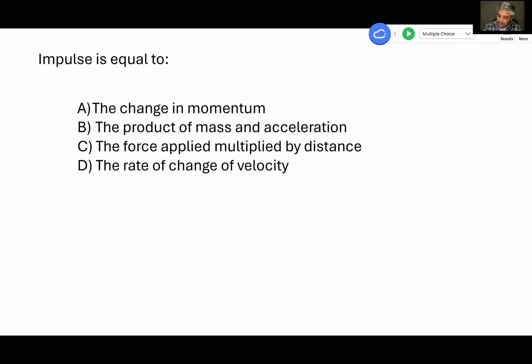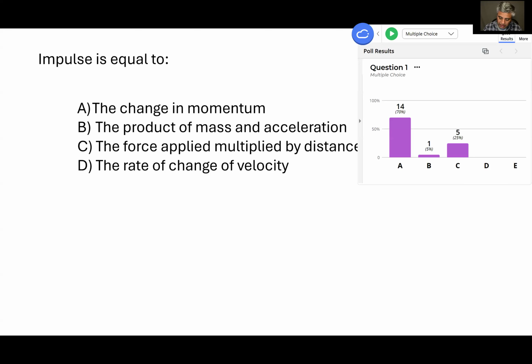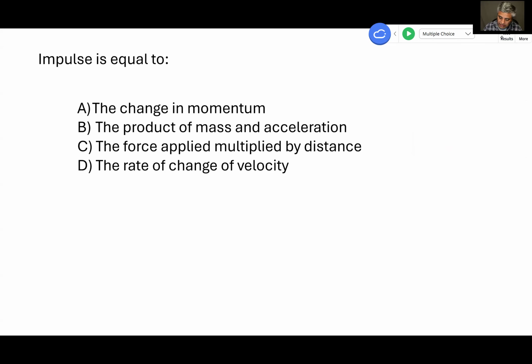Okay, so let's see how we did. Mostly A, and there is C as well. C says force applied multiplied by distance, but it's supposed to be time. Force applied multiplied by time is the impulse. So that's why this is not correct. This is correct: impulse is equal to change in momentum.